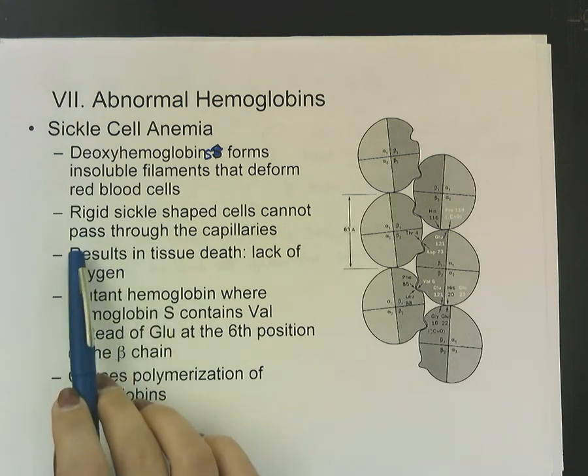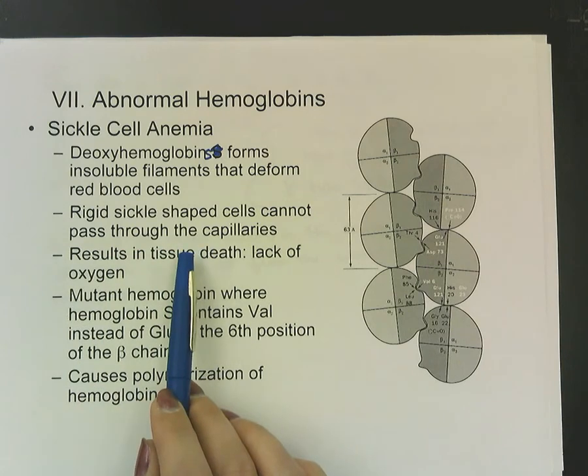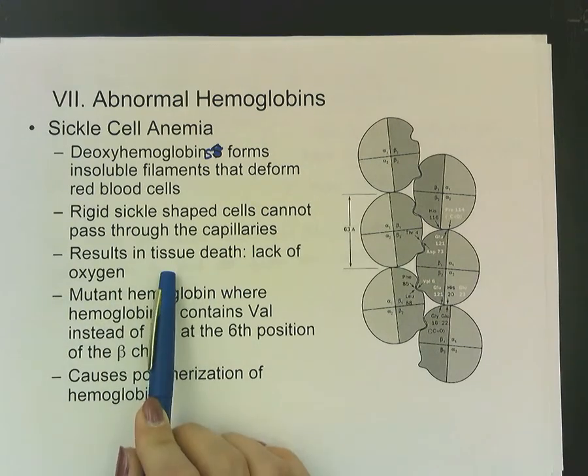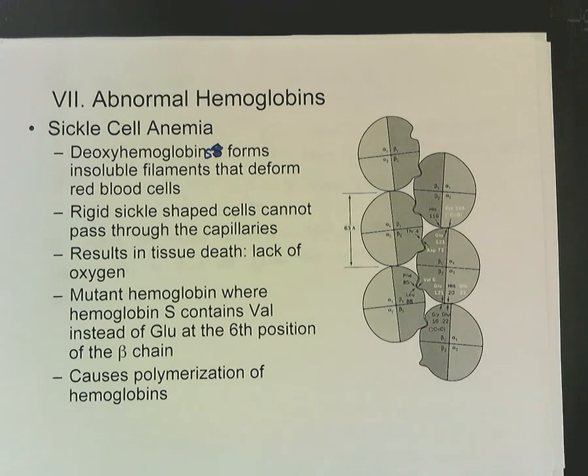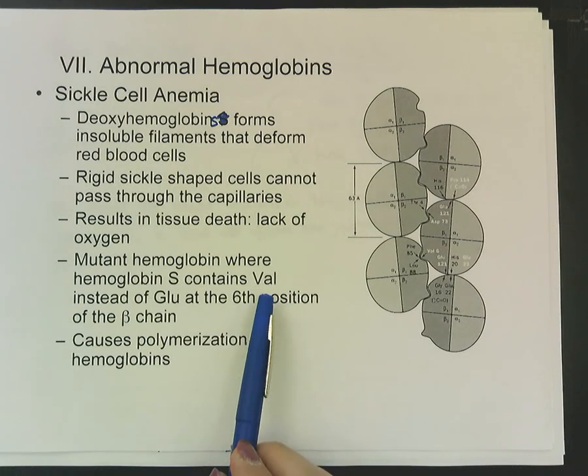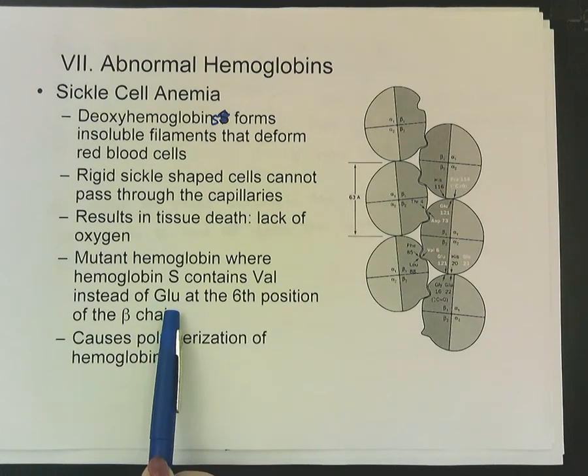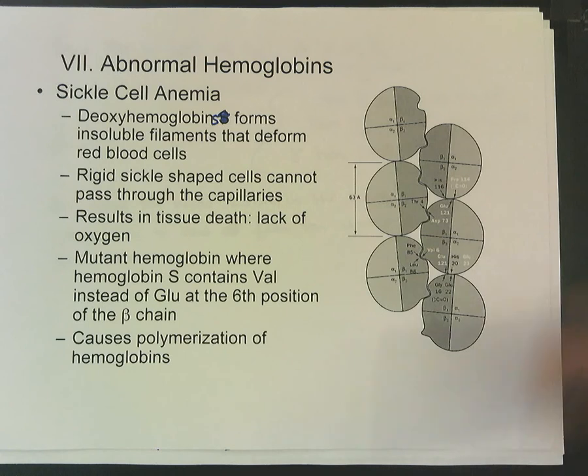And these rigid cells cannot pass through the capillaries because they're stuck to each other, and they start to kind of clot almost. And so, again, tissue death because your extremities aren't getting the oxygen that they need because you have a clot somewhere in your vein. We have switched out one amino acid in our primary chain. We have valine in there instead of glycine in the beta chains only. So that one change in the primary structure causes death, pretty much.